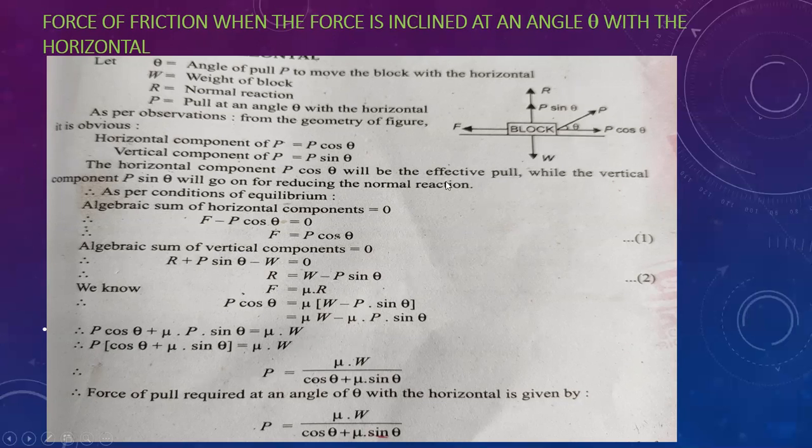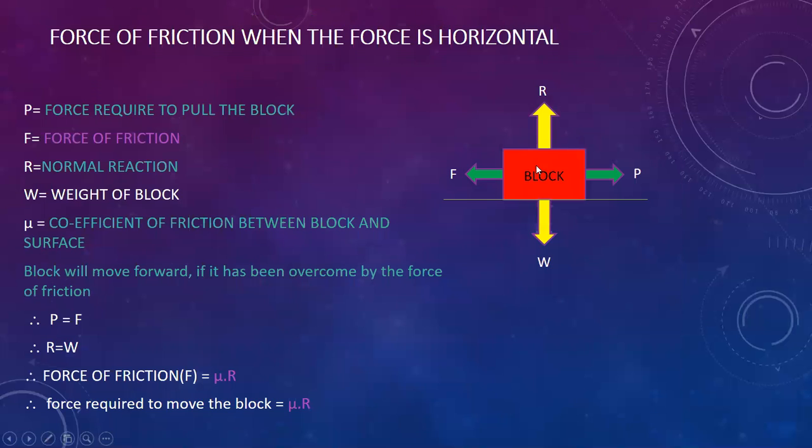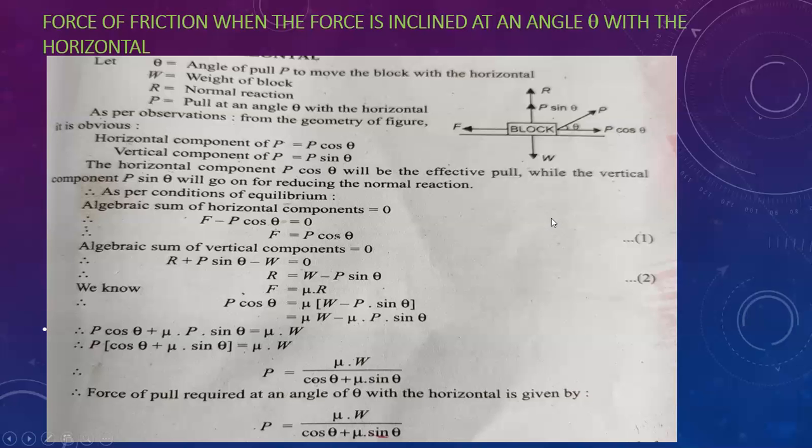You don't have to memorize it, but you have to understand the components when the block is placed horizontally. The block is there, you are applying P, and it is resolved into P cos theta and P sin theta. P sin theta is in the same direction as the normal reaction, the opposite is W, and F will be equal to P cos theta. Then you equate these and you will get P is equal to mu into W divided by cos theta plus mu sin theta. It's an important equation. Don't memorize it, just understand the figure and what the components are, and it will be useful for your problem solving.